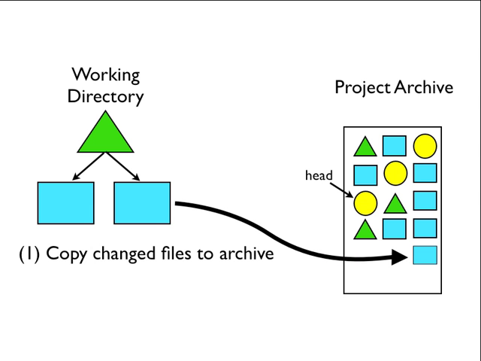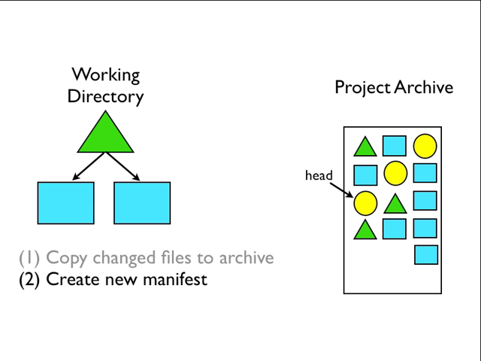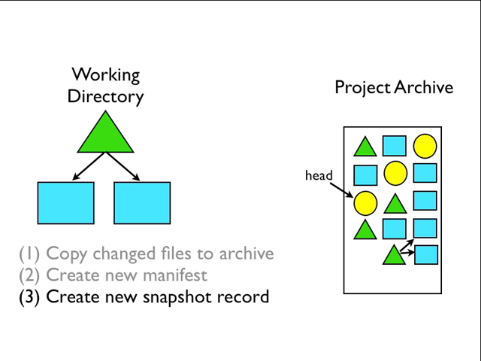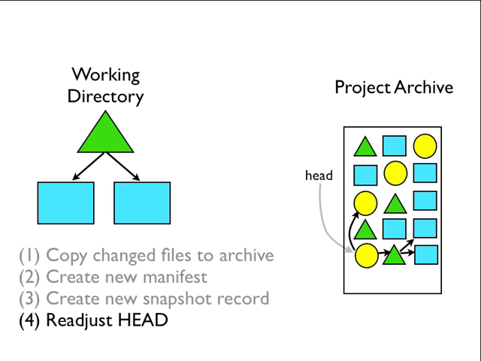The next thing you do is create a manifest file for the root manifest and any manifest that may have changed since the last snapshot. Those get copied into the archive. You then create a new snapshot metadata record, and that goes into the archive, and it will link to your root manifest, and it will also point to the snapshot that was the most recent one right before you made this new snapshot. And then finally, you relink head to point to the snapshot you just made.